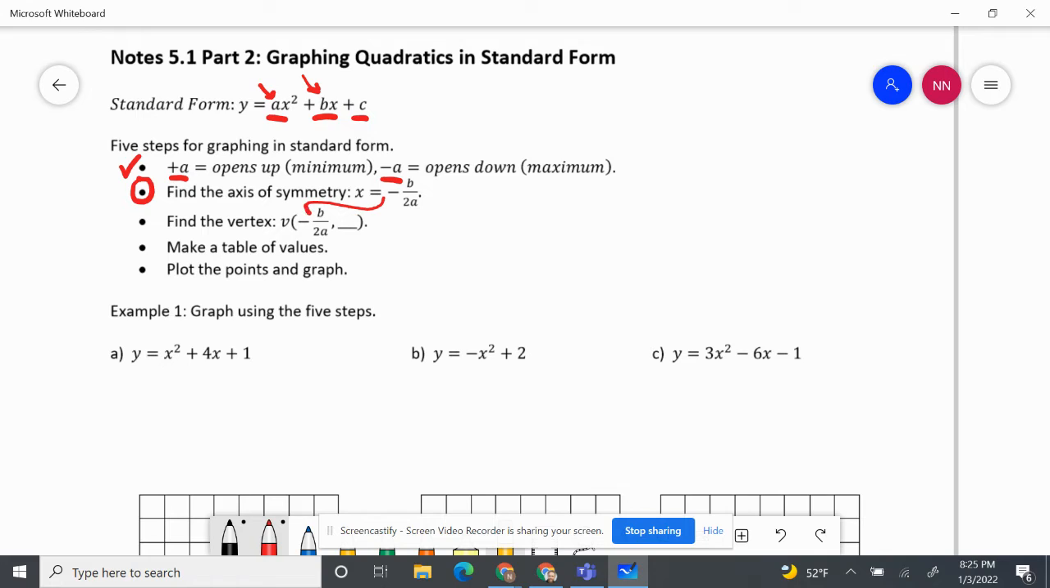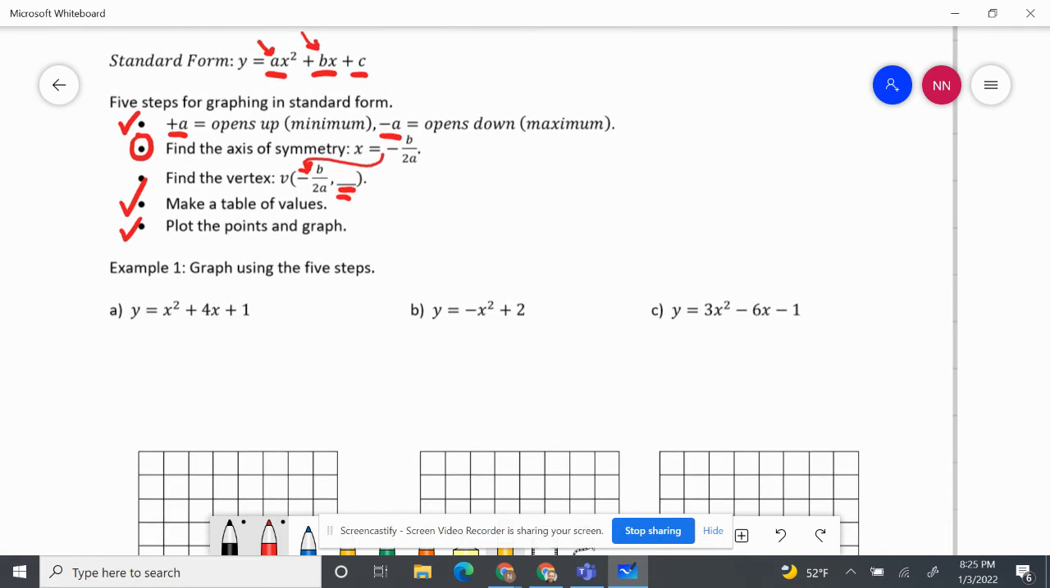Then, in order to find our vertex, we're going to take our axis of symmetry, just like what we did before, and plug it back into the original equation in order to find our y value. Then we're going to make a table just like what we did yesterday, and then we're going to plot the points and graph. So we're going to graph using our 5 steps.